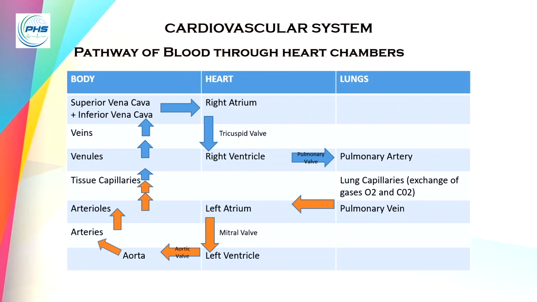The oxygenated blood then returns to the heart through the pulmonary veins. Next, on to the left side of the heart. The pulmonary veins empty oxygen-rich blood from the lungs into the left atrium. As the atrium contracts, blood flows from the left atrium into the left ventricle through the open mitral valve.